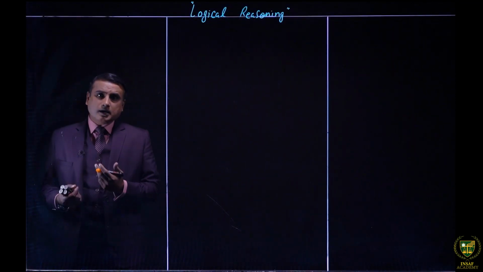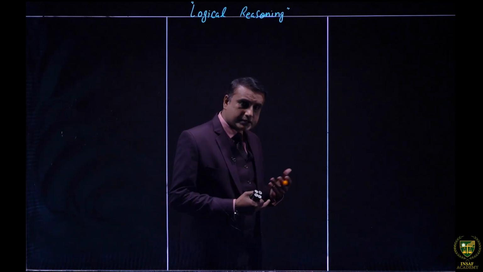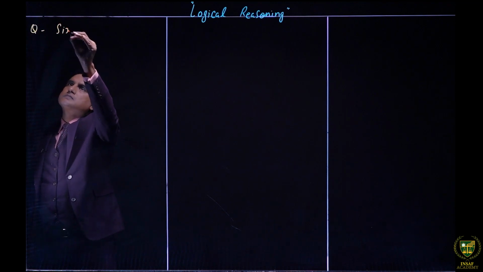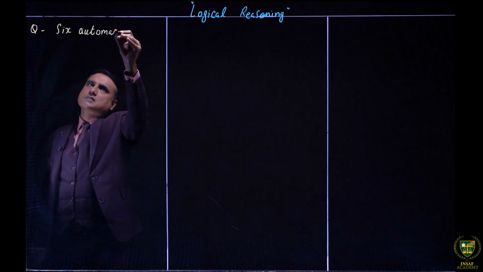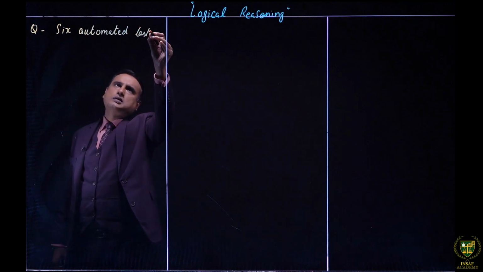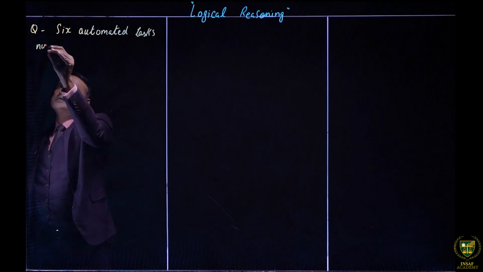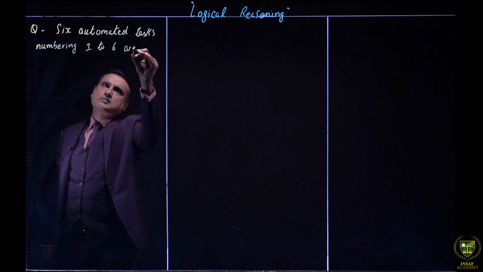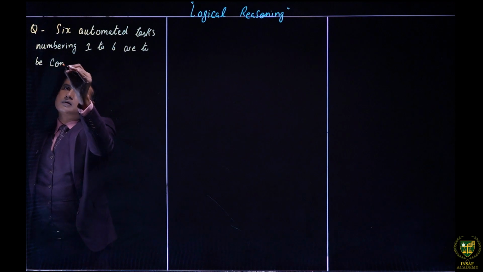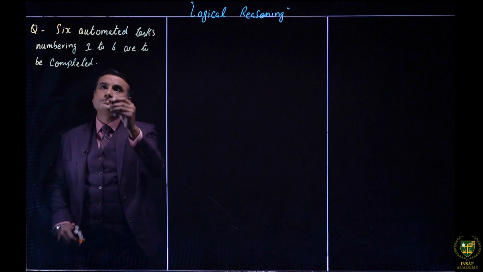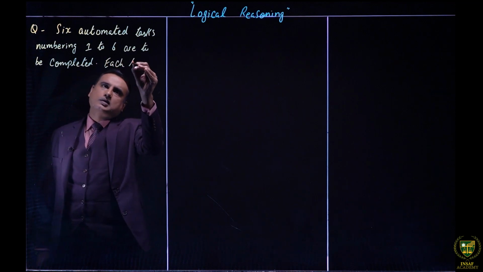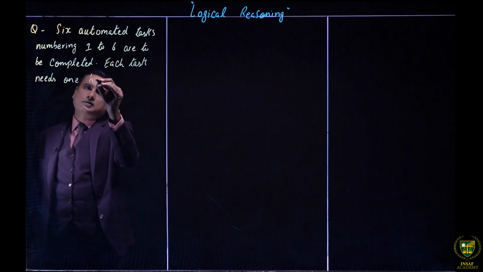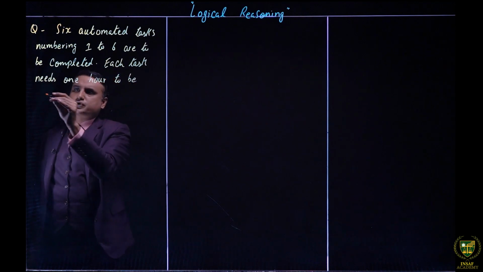ले स्टूडेंट्स, हम एक और सिनारियो डिस्कस करते हैं एंड लेट्स सी व्हाट type of questions we have in this particular scenario, and the statement is: six automated tasks numbering 1 to 6 are to be completed. Each task needs 1 hour to be completed.